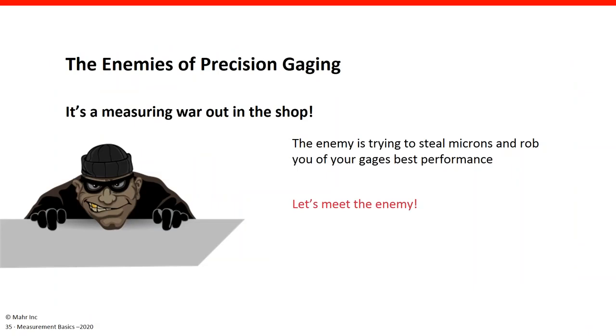Now, once we've chosen the gauge, there's enemies out there. There are enemies of precision gauging, and really it's a war out on the shop floor out there. And the enemy is trying to steal the microns and rob us of our best gauging performance. And I like to go through some of these things that cause us to lose microns, and maybe by knowing them, we can go ahead and eliminate them and prevent them from stealing those microns from us.